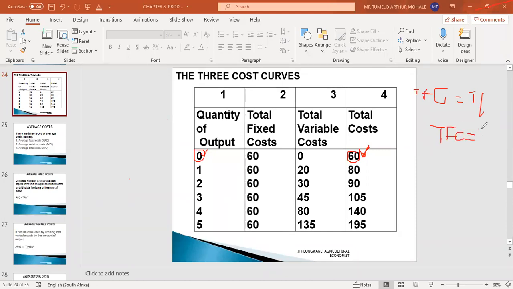TFC equals TC at quantity 0. If you write it down somewhere, you will never forget, because they might give you a table like this and say calculate or complete the unknowns or fill in the unknowns. So you must know that if you are given total fixed cost at output 0, it's equal to the total cost. Or if you are given total cost, it will be equal to total fixed cost. So you substitute it there.